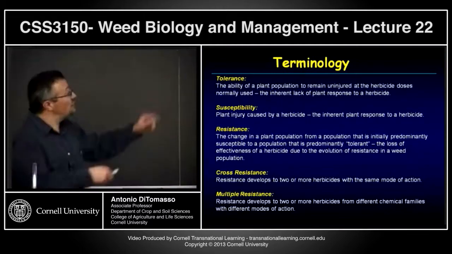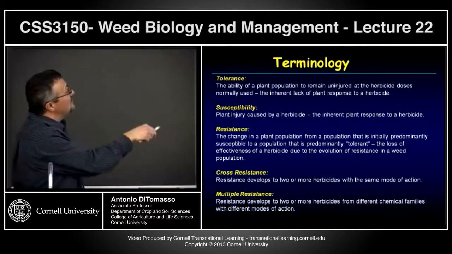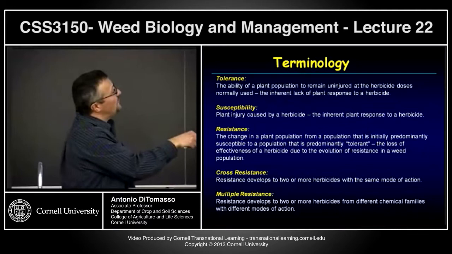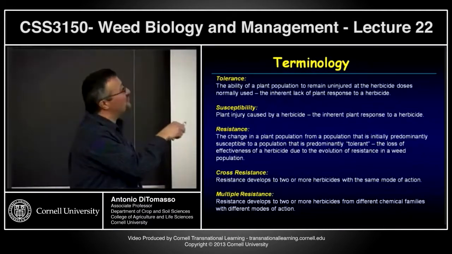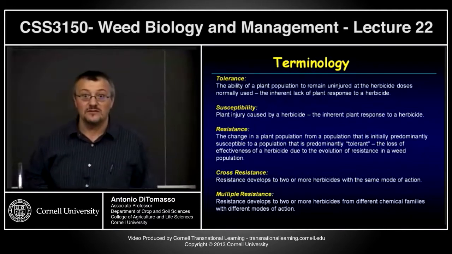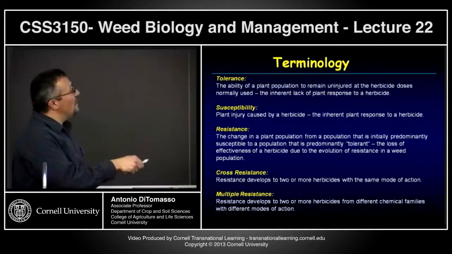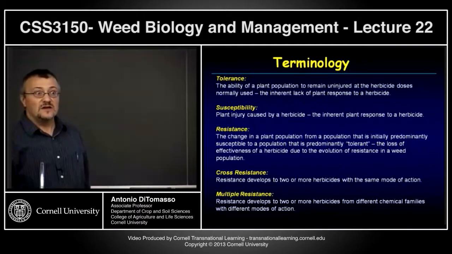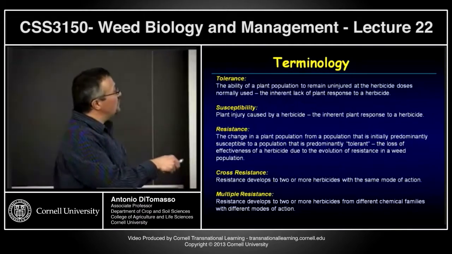Resistance. And these two are often confused. This is very important. Resistance is the change in plant population from one that is initially predominantly susceptible to one that is predominantly tolerant. It is a loss of effectiveness of a herbicide due to the evolution of resistance in the weed.